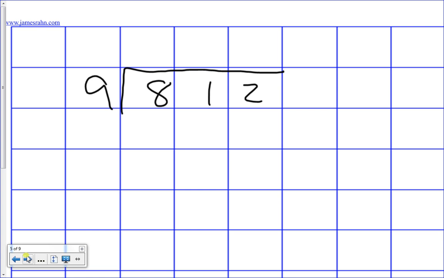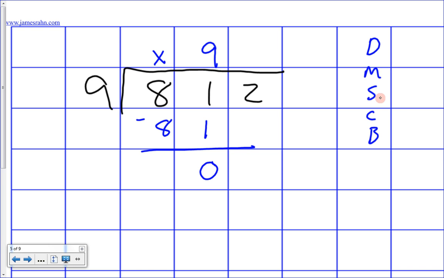9 into 812. All right, can 9 go into 8? It cannot, because 8 is smaller. One tip I've seen, which is smart, you can put an X there to remind yourself that you've checked it. All right, so 9 times 10, 90. 9 times 9, 81. Perfect. 9, 81. Subtract, 0. So I just subtracted, check, 0 is less than 9, bring down the 2.